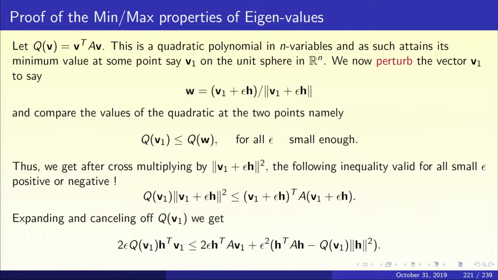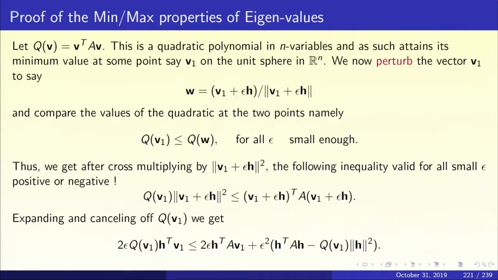Now we must expand the right hand side. V1 transpose A V1 will appear on the right hand side as one of the terms. But V1 transpose A V1 is what? Q of V1. On the left hand side, what will happen when you expand the norm of V1 plus epsilon h squared, V1 plus epsilon h dot V1 plus epsilon h? You're going to get a V1 dot V1, but V1 dot V1 is 1. So again Q of V1 will appear on the left hand side. So Q of V1 appears on the left hand side, it also appears on the right hand side, so cancel it out.